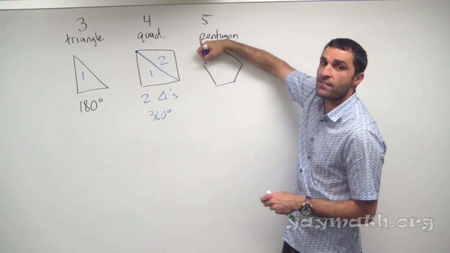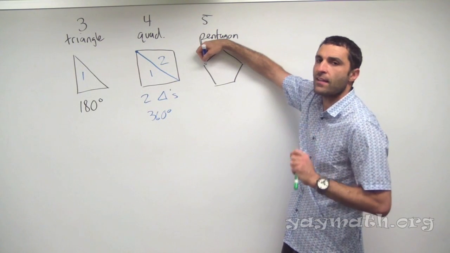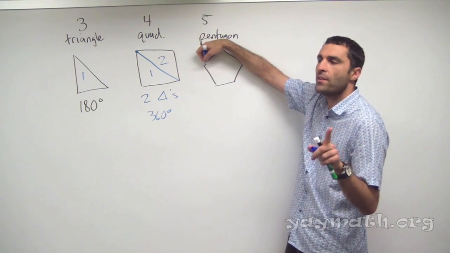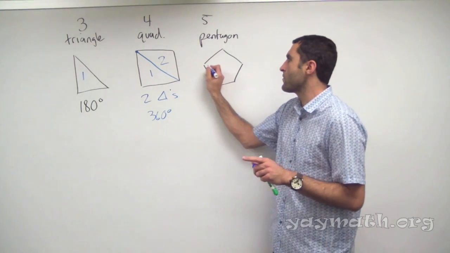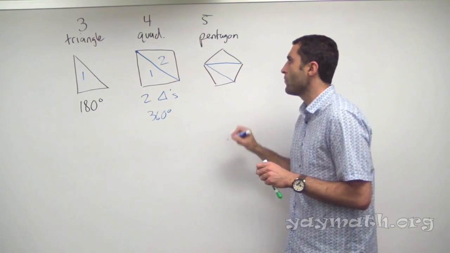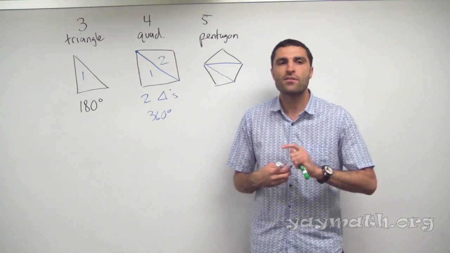Using one vertex, I want you to draw as many triangles as you can. Take a second and do it. When you're done, look up and see if you get the same number that I did.